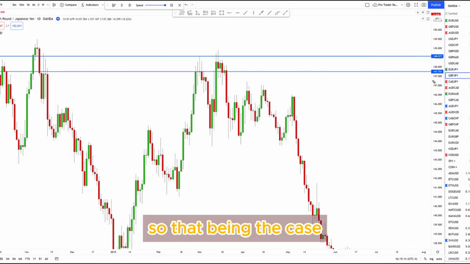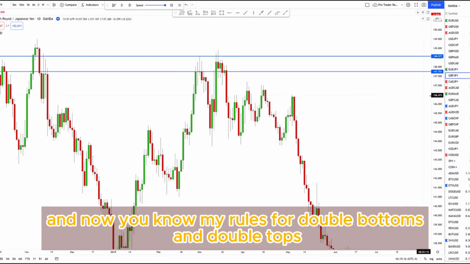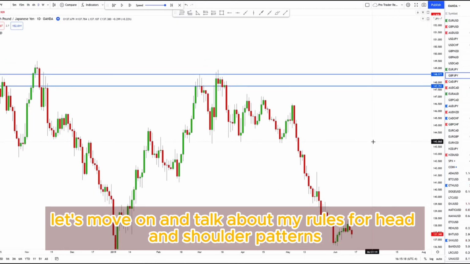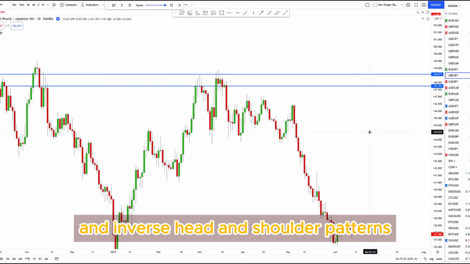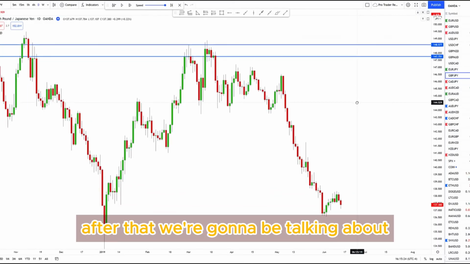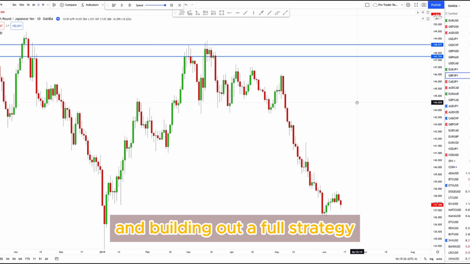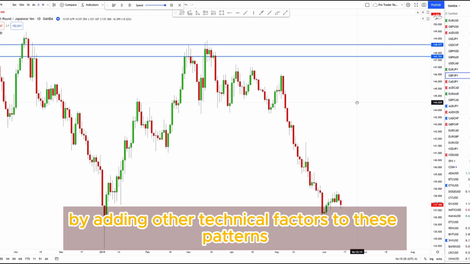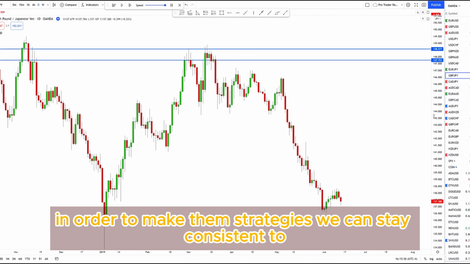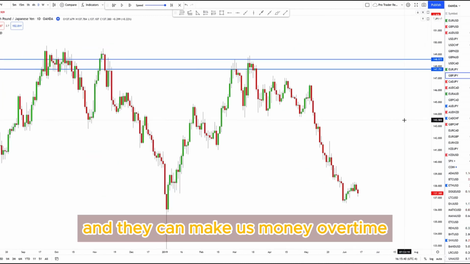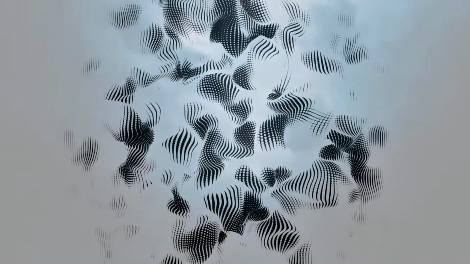So, with that being the case, and now that you know my rules for double bottoms and double tops, let's move on and talk about my rules for head and shoulder patterns and inverse head and shoulder patterns after that. We're going to be talking about and building out a full strategy by adding other technical factors to these patterns in order to make them strategies we can stay consistent to and that can make us money over time.